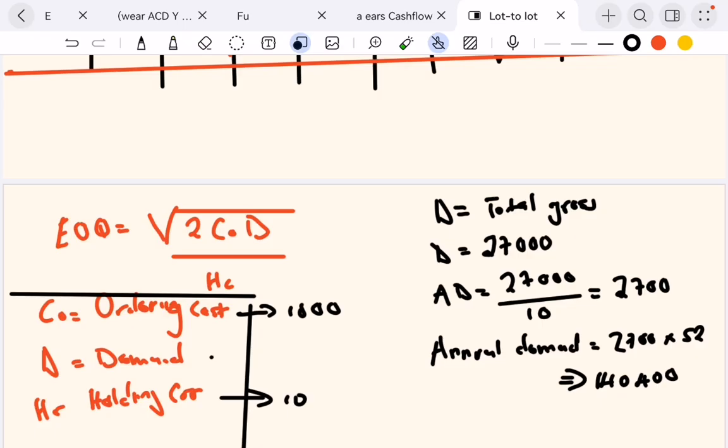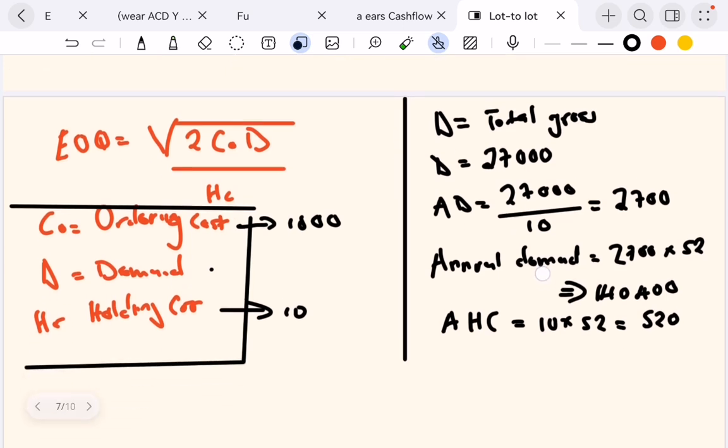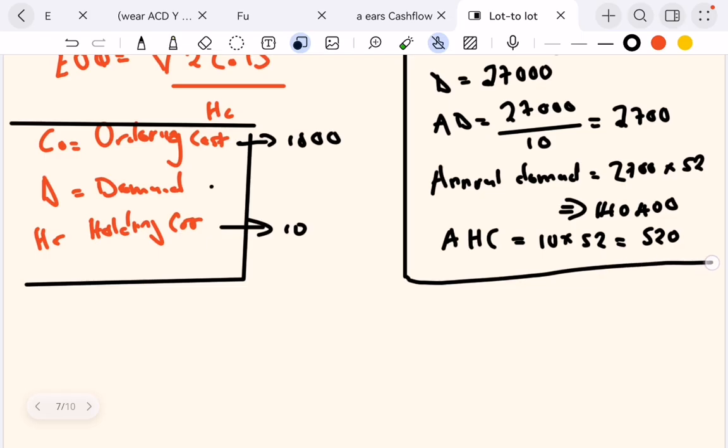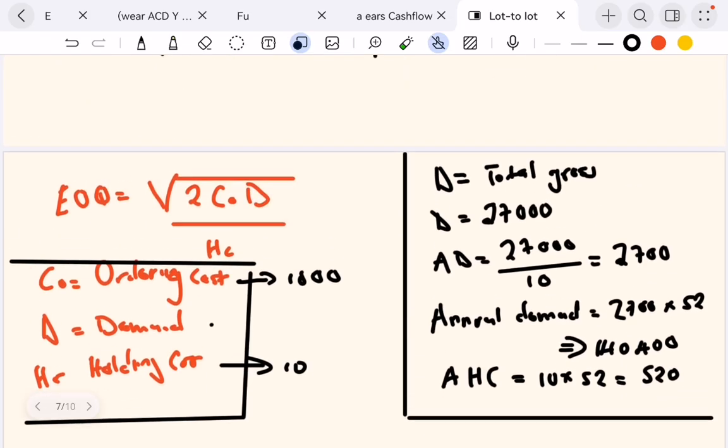Then the holding cost is 10 kwacha per week. So also we need to find the annual holding cost. So annual holding cost will be equal to 10 times 52, which will give us how much? 520. So that's what we needed to find. Because now we have these figures, we can now find our economic order quantity.